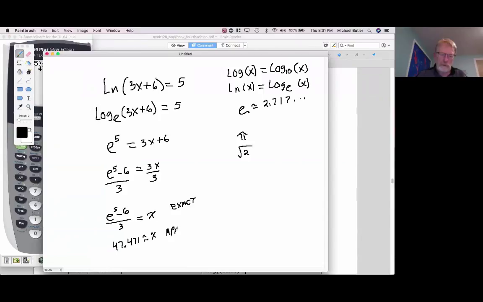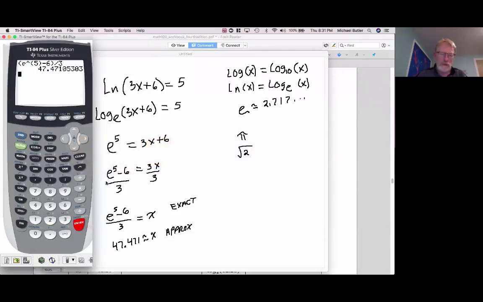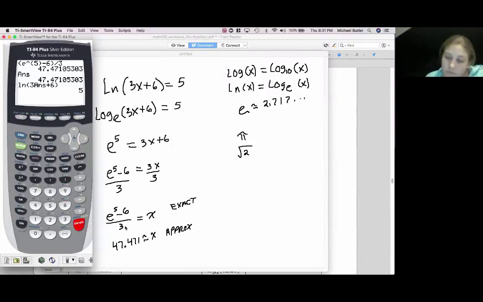That's the approximate solution. So let's use the calculator quick to check it. Let's make sure that that worked. Remember that number right there is currently stored in ans. And so I'm just going to use ans for the x. So if I go ln of 3 times ans plus 6, when I hit enter, I better get back a 5. Do the chicken dance because I got it right. Okay?